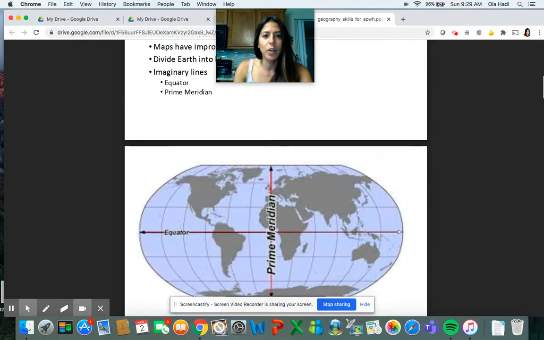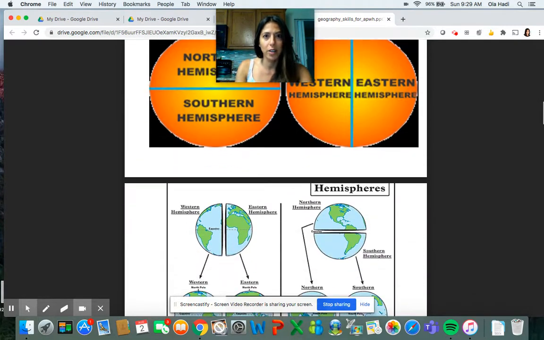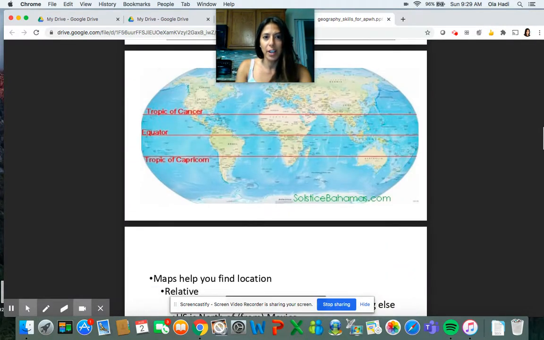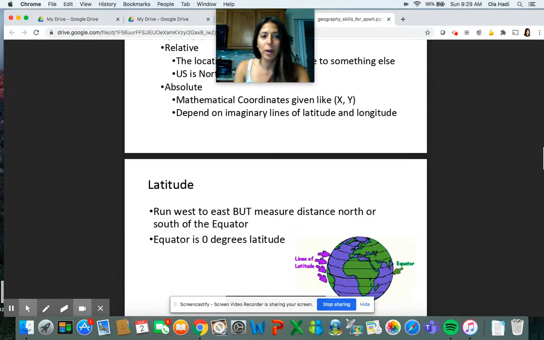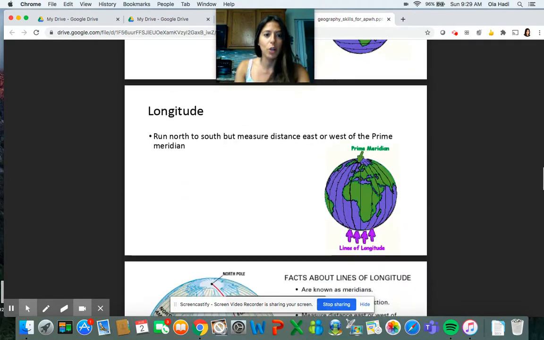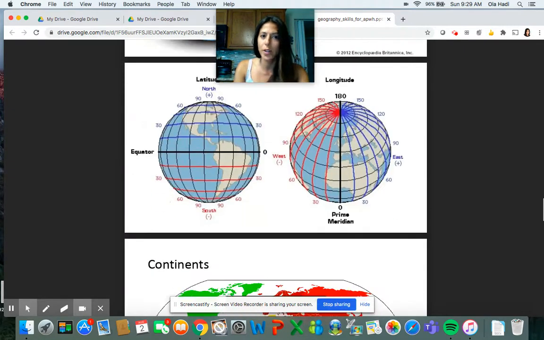And then it has some more information for you about prime meridians, the equator, and the difference between hemispheres. It tells you about other imaginary lines like the Tropic of Cancer and the Tropic of Capricorn. It tells you about relative direction, what latitudinal lines are, and what longitudinal lines are. Again, you can always Google this more at length.